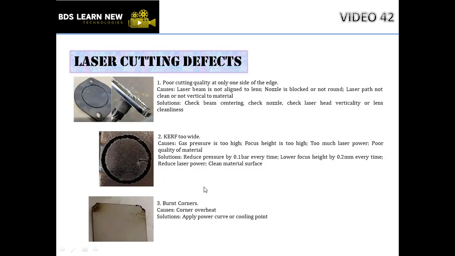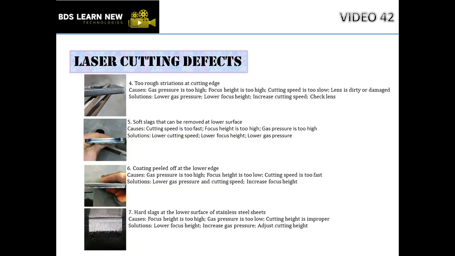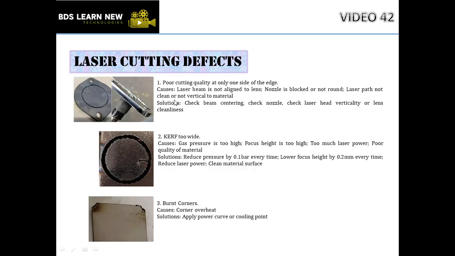Then we have got the laser cutting defects, right? What are these? Now there are 9 defects which we have chosen for the reference only, right? First of all, poor cutting quality at only one side of the edge. Now what would be the causes for this? The cause would be laser beam is not aligned to lens, nozzle is blocked or not round, laser path not clean or not vertical to material. What are the solutions? Check beam centering, check nozzle, check laser head vertically or lens cleanliness, right?